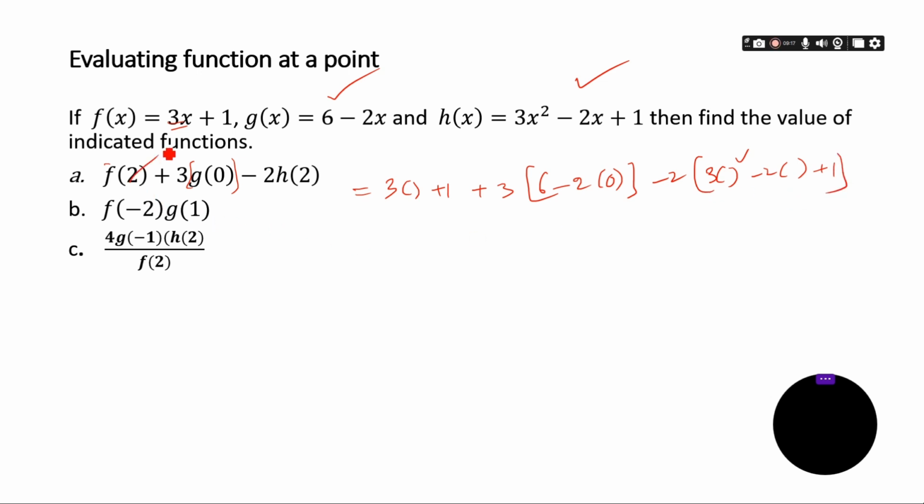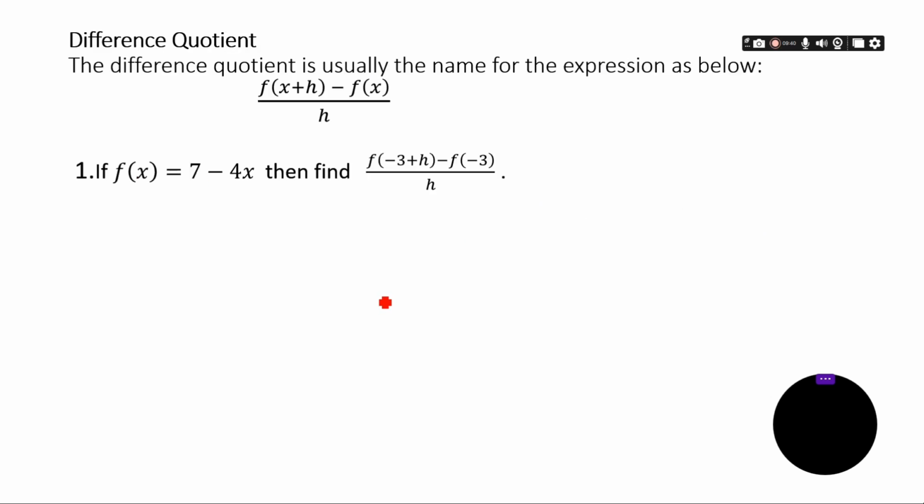Here we see that 2 is there, so write 2. Here 0, so I wrote 0. Here 2, so write 2 and 2. This you can evaluate from the calculator, so you will get the value inshallah. Like this, 12 minus 4 plus 1. All these questions will be like that.